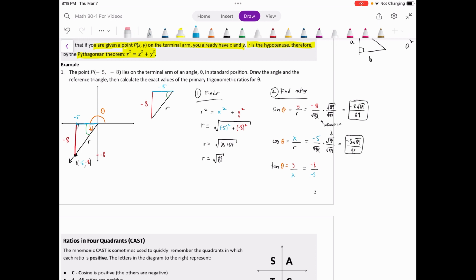And a negative over a negative, well, that's just going to give me a positive, right? So this is 8 over 5, positive 8 over 5. So the tangent ratio for this angle here is equivalent to positive 8 over 5. And there we go. We just drew out the reference triangle, and we use that to think about the ratios.